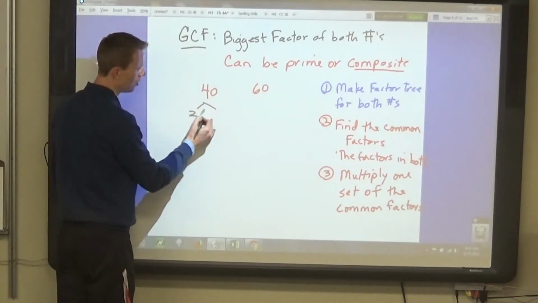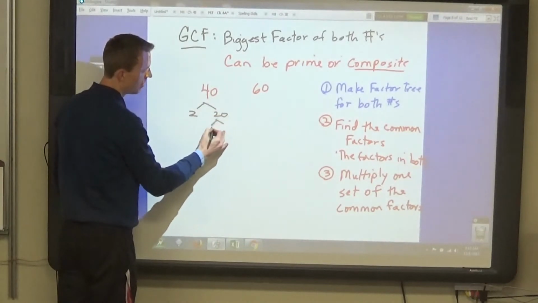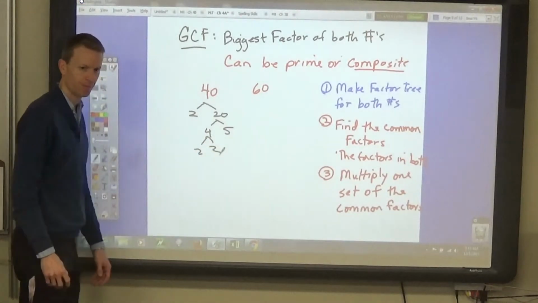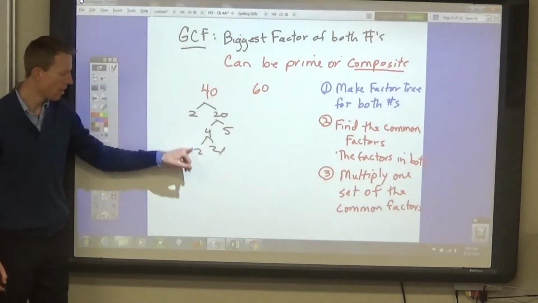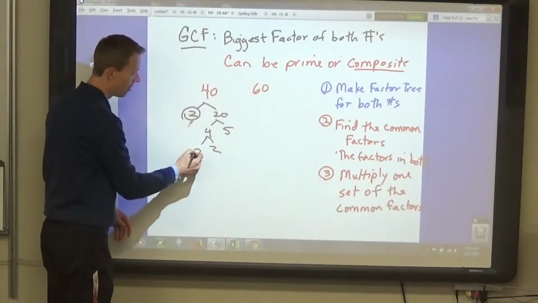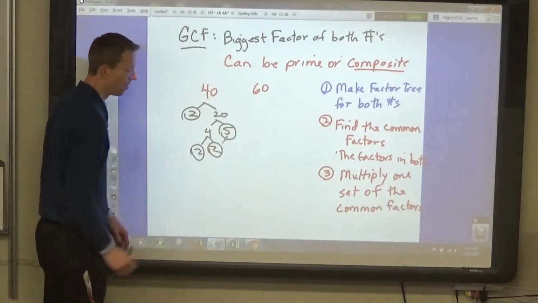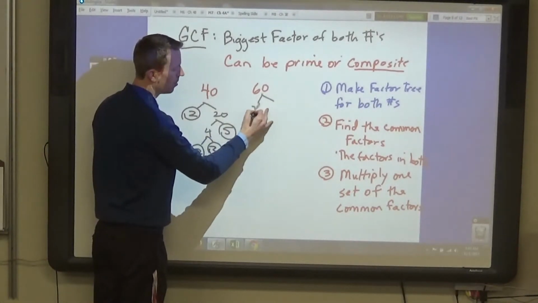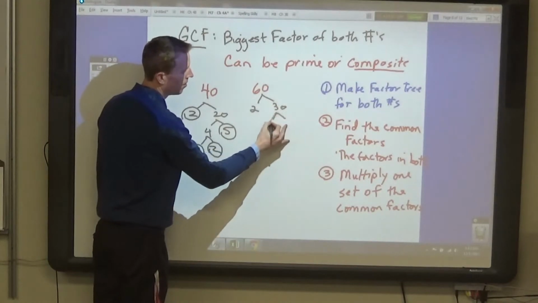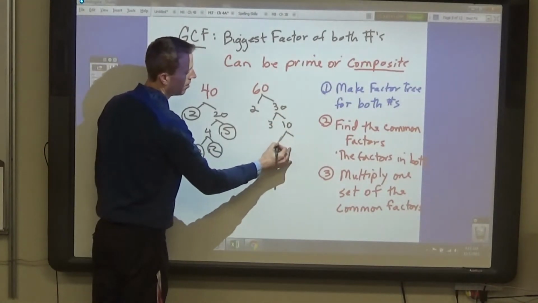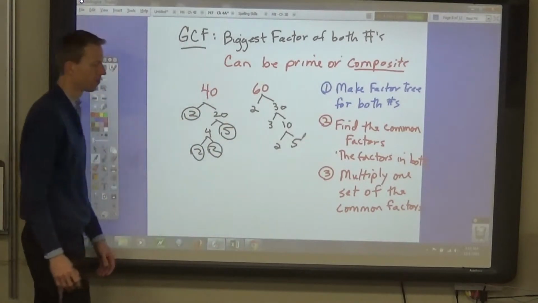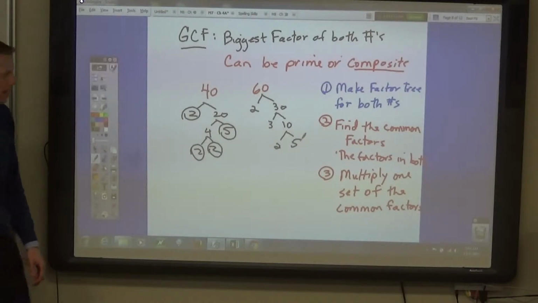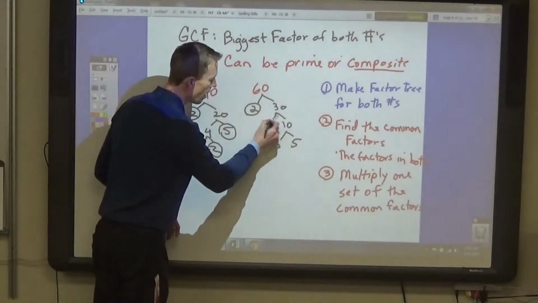Factor this. 2 and 20. 4 and 5. 2 and 2, right? So these are all the prime factors of 40. We can do the same thing for 60. 2 and 30. 3 and 10. 2 and 5, right? With me so far? Yeah. That makes 60. So these are the prime factors.